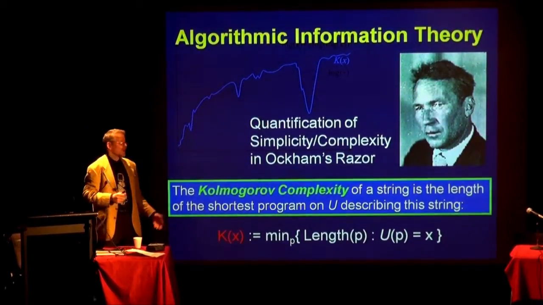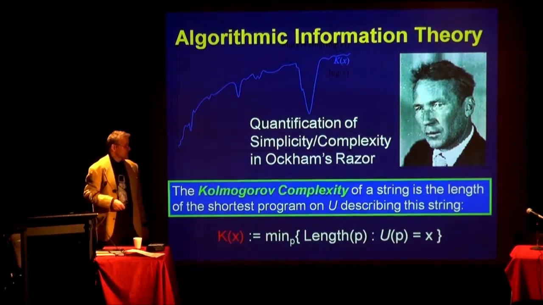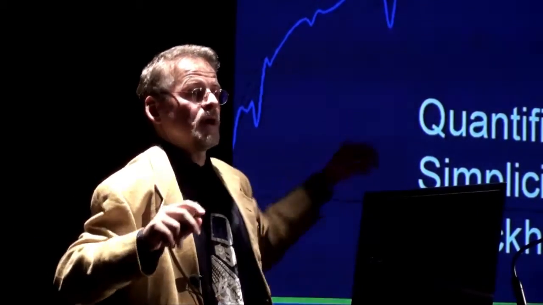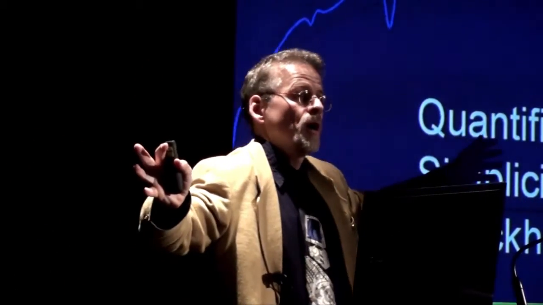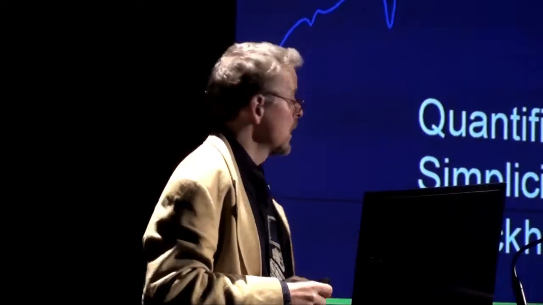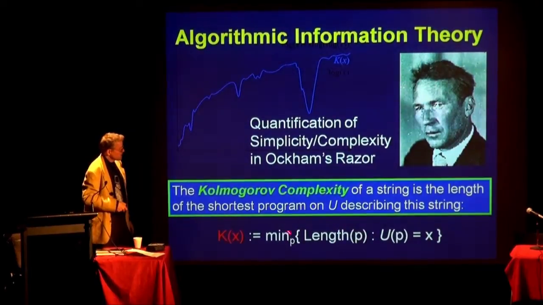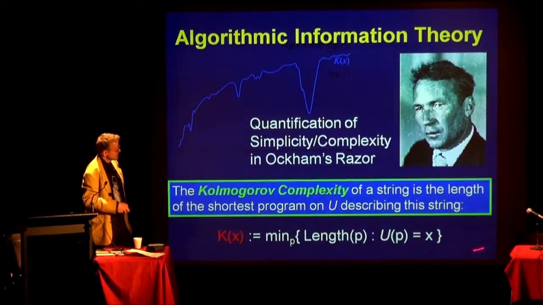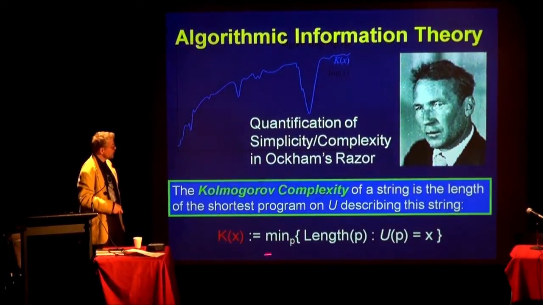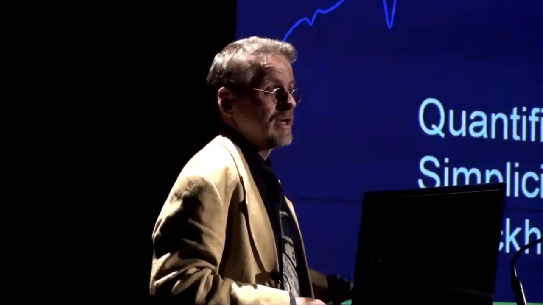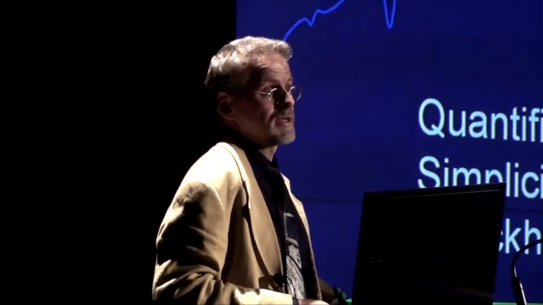Now there are, of course, many programs which describe x. I could just say print quotation mark x quotation mark, right? A very long program. But maybe there are better programs, like looping programs which loop and print ones. So we look for the program which is shortest. You take the length of this program, and there are many programs which describe x, and we use the shortest one. And we call that length the Kolmogorov complexity of x. I don't have time to go into that, but this has amazing properties, and in a sense, this is the best possible description of complexity.